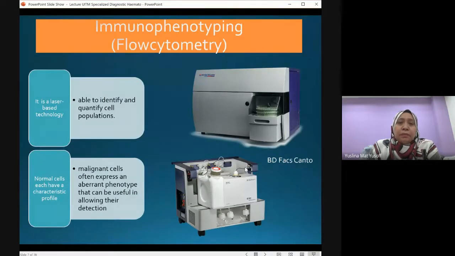I will touch a bit on immunophenotyping, or flow cytometry, because bone marrow aspirate and trephine biopsy, I think, are under the basic tests. So what is flow cytometry? It is a laser-based technology which is able to identify and quantify cell populations. This is the FACSCanto, the machine that we use, and usually normal cells have a characteristic profile, but malignant cells usually express an aberrant phenotype, an abnormal phenotype that can be useful for their detection.